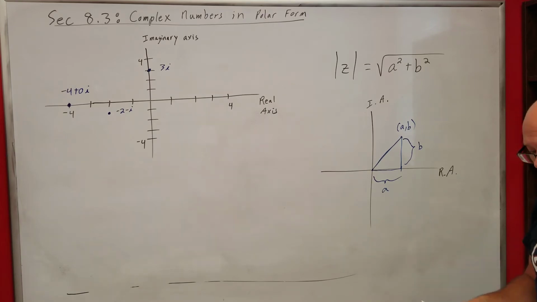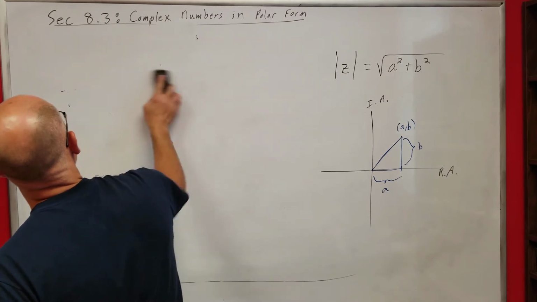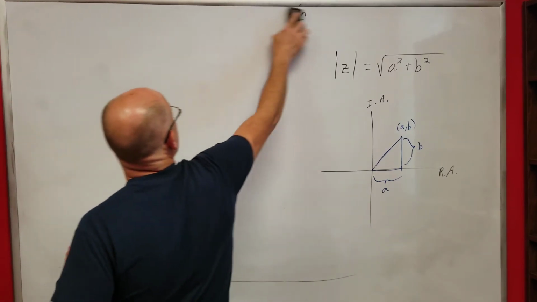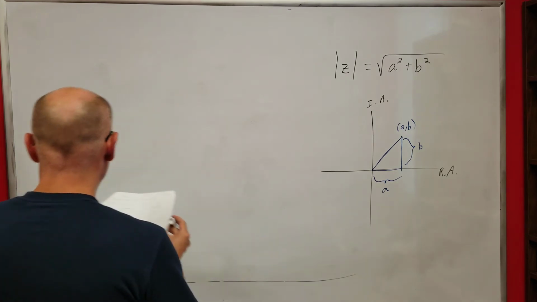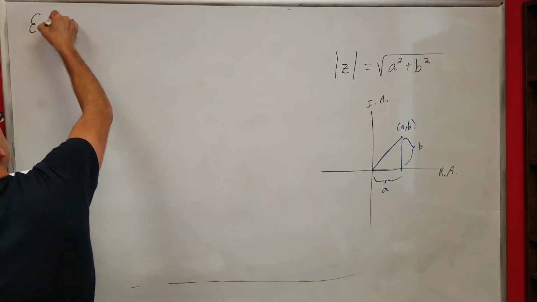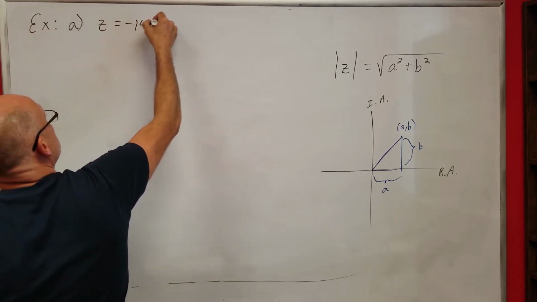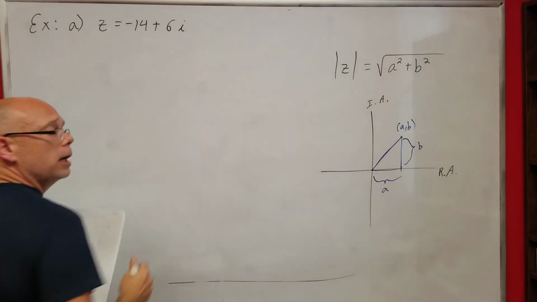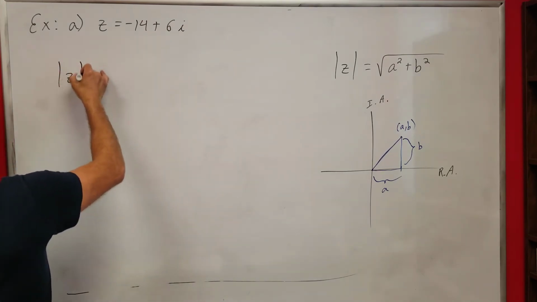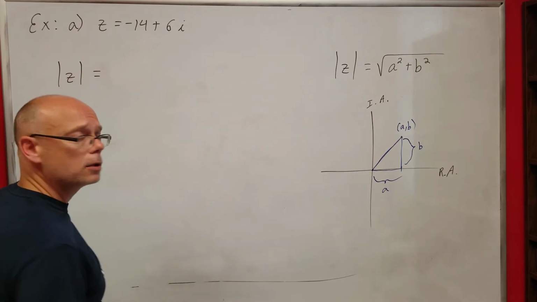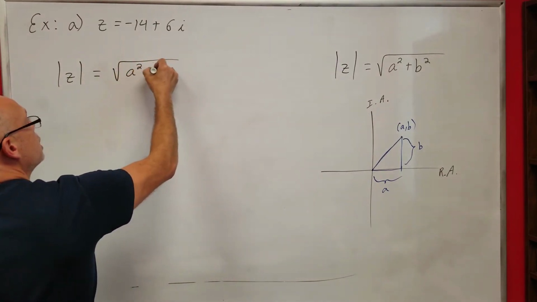All right, so let's use this for our next example. What does it tell us to do? It tells us to find the modulus of a complex number. For part A, they give us a complex number, z is equal to negative 14 plus 6i. If I want to find the magnitude or the modulus, how do I do that? I use that formula, the square root of a squared plus b squared.